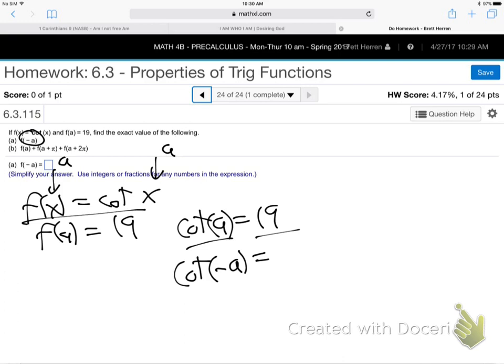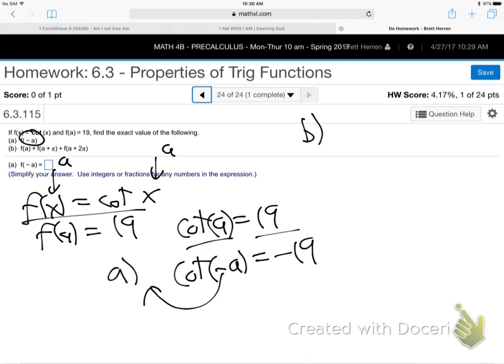Well, we got to go back to those negative plug-in rules. So if you plug a negative into cotangent, what does that mean? Does it come to the front, or does it just vanish? Which ones vanish? Cosine and its reciprocal secant. So the negative comes to the front. It's negative 19. That's the answer to part A.